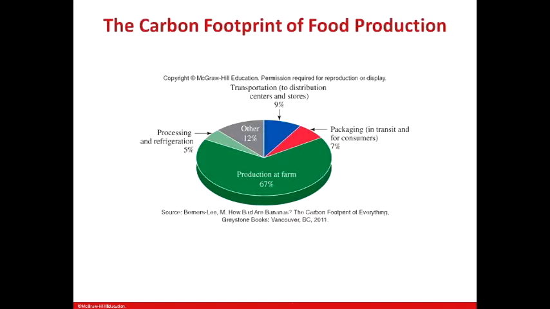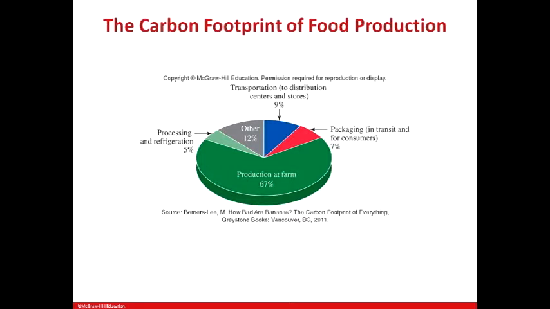What about the carbon footprint? Production of farming: farming is 67% of the carbon footprint. That's huge, right? And that's because we need agriculture. We need it to sustain our way of life. Process and refrigeration is not that large, and all the others are small. So the largest impact on the carbon footprint is farming. That's your take-home message for this slide.